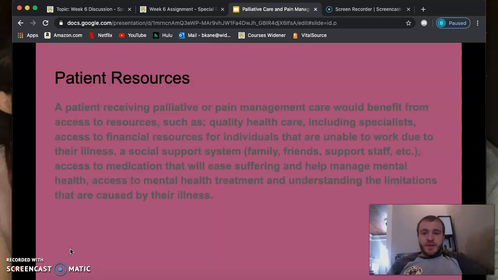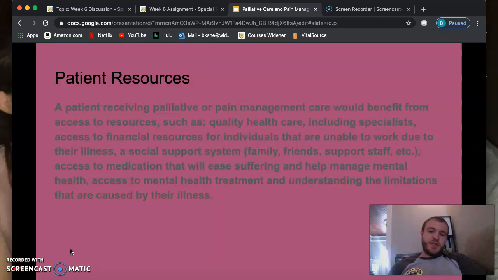Patient resources. These are a list of things that the patient would probably need that would be beneficial to them. Quality health care, including access to specialists that may have a little bit more expertise in their specific ailments. Access to financial resources for individuals that are unable to work due to their illness, whether that's government-based, community-based, however. A social support system, so that's family, friends, support staff, depending on whatever that person's life is, getting the people in their life to be able to be around them.